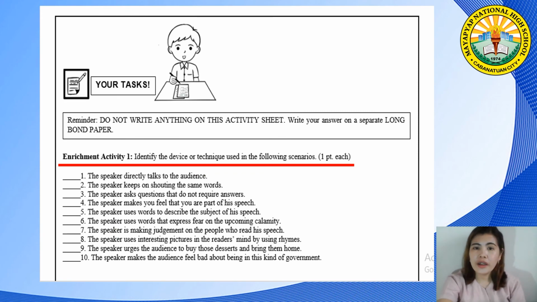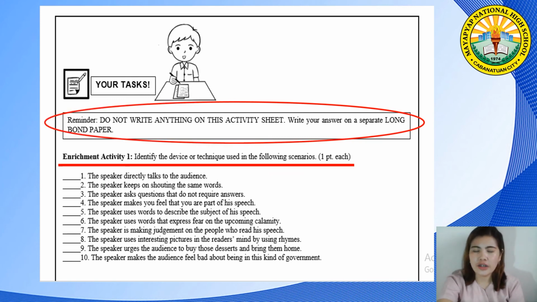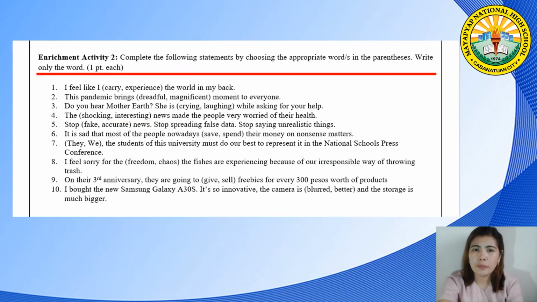At this point, turn your activity sheet to the enrichment part. Reminder, do not write anything on this activity sheet. Write your answer on a separate long bond paper. For your first enrichment activity, you need to identify which type of emphasis marker is used in each scenario. That will be 1 point each.